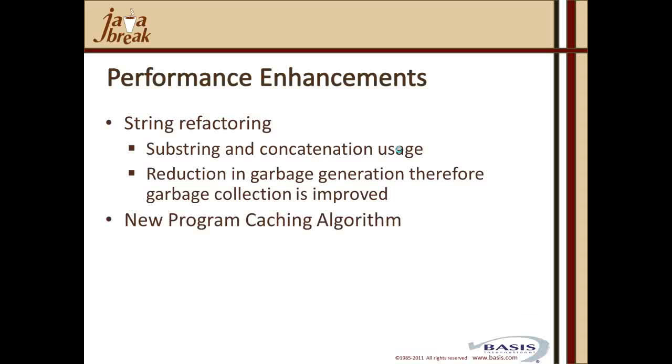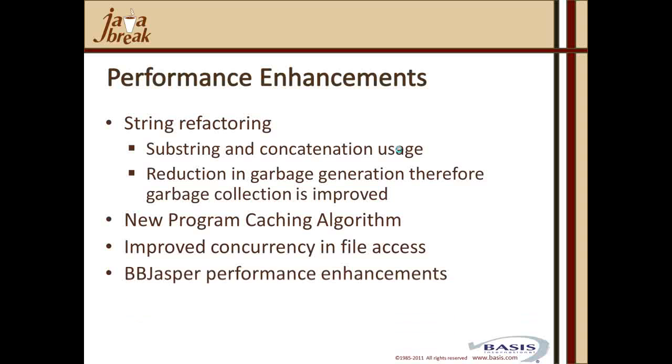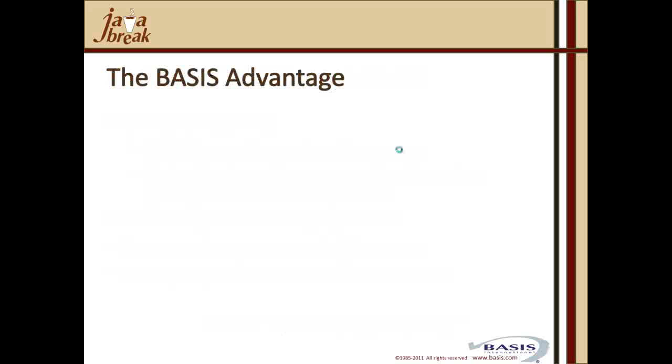There's also a new programming caching algorithm that's been introduced in BBJ 11.11, and we've improved the concurrency in file access right across the system. BB Jasper utility has had some performance improvements, and of course the standard caveat applies. Your mileage may vary depending upon your usage of these features and functions within your application. You could see some tremendous boosts in performance when you upgrade to BBJ 11.11.